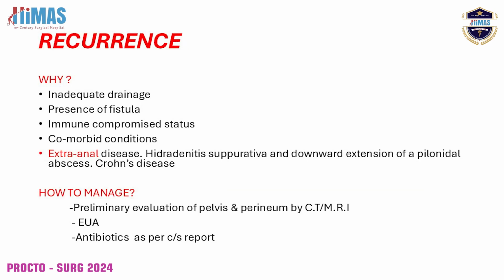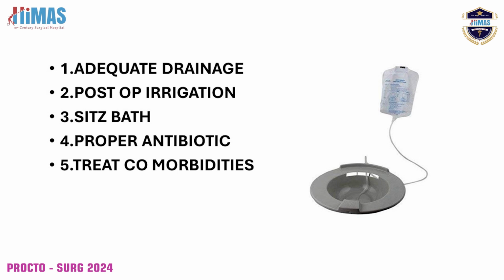So, recurrence. Why the recurrence? Recurrence is due to inadequate drainage, and if there is fistula, immune compromised, comorbid conditions, they will have recurrence. And apart from that, external disease like hidradenitis and perianal pilonidal sinus extending lower, and Crohn's disease will have recurrence. So, thorough anatomy and adequate drainage, postoperative irrigation, sitz bath, proper antibiotic, and treat the comorbidities, so that you can avoid the recurrence.